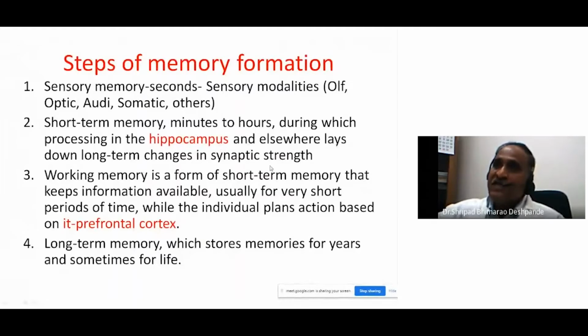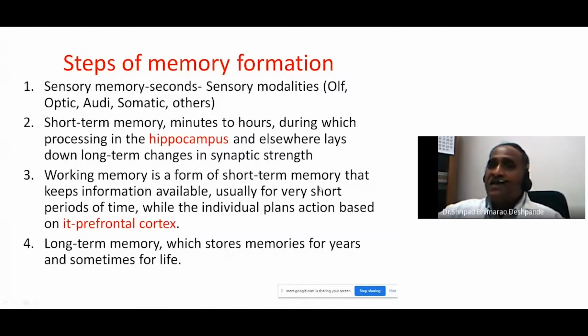Then it will go for changes in synaptic transmission, which I will come back to. There are long-term changes in the brain areas, so that the particular information you are interested in will be stored. That is short-term memory. Now from short-term memory, it enters into long-term memory. Now there is another memory, which we call working memory.